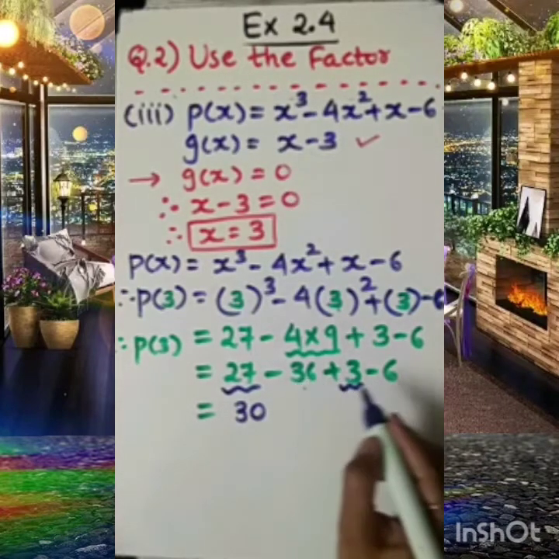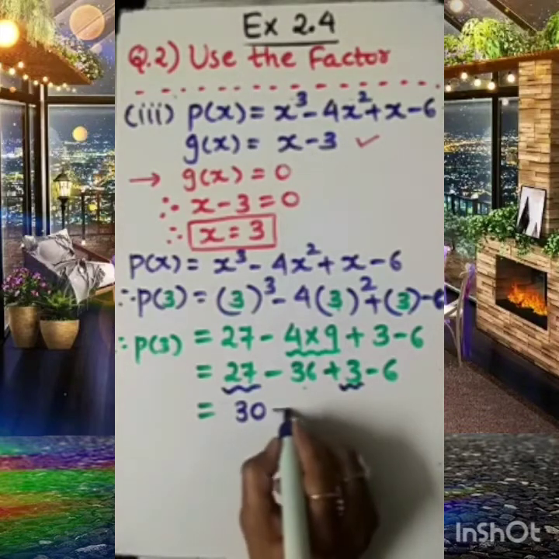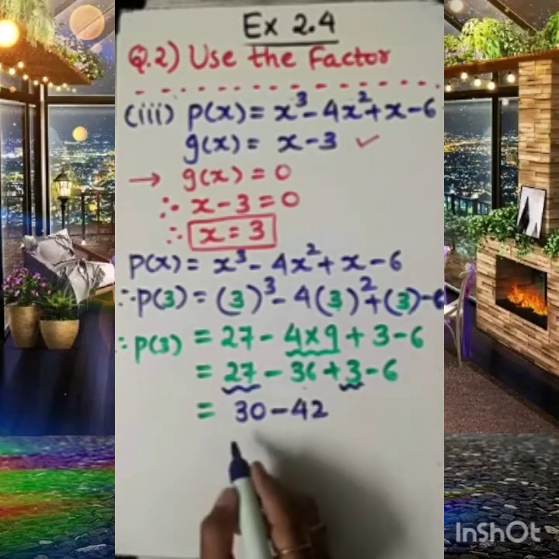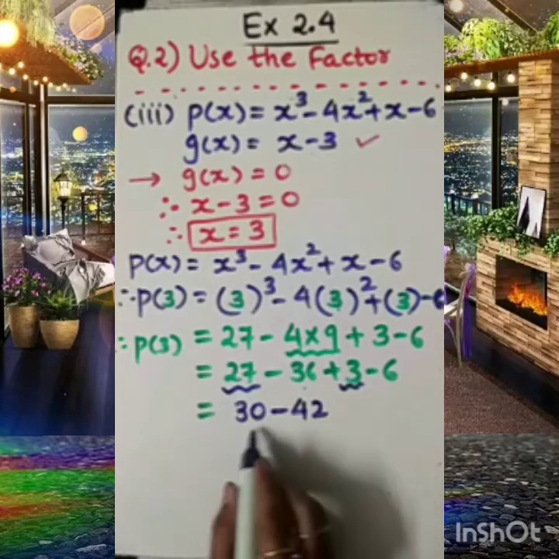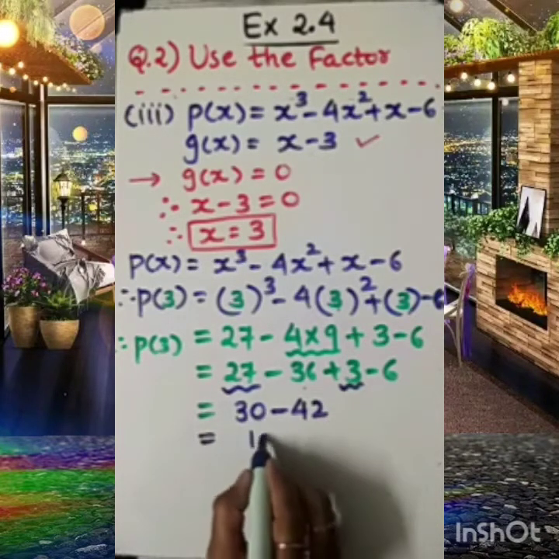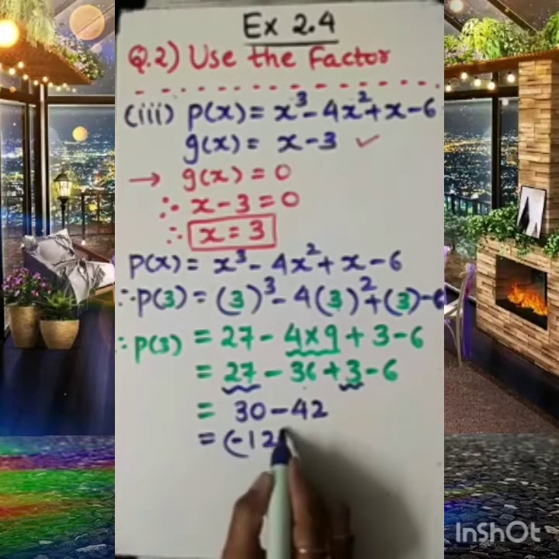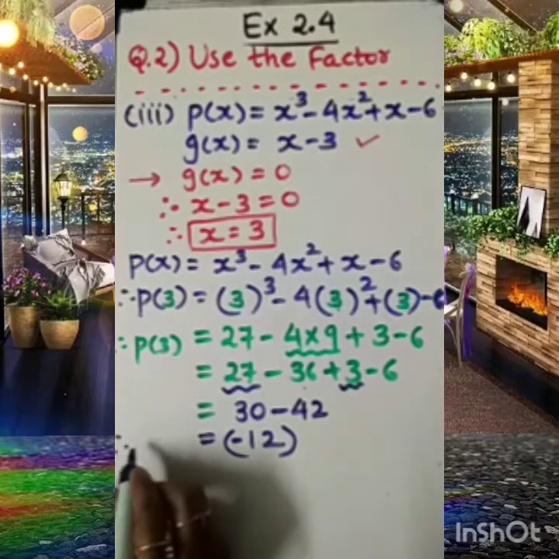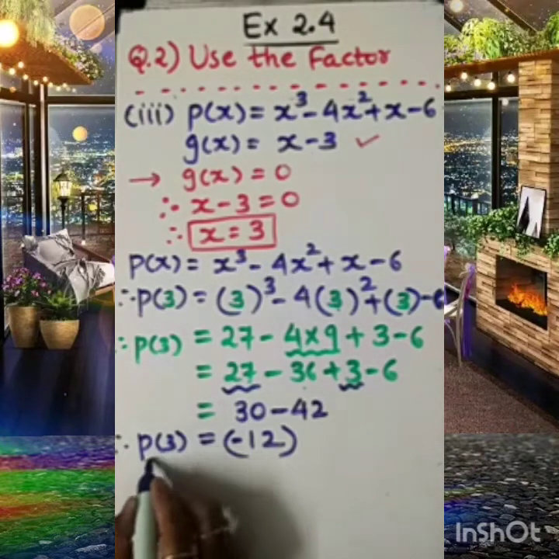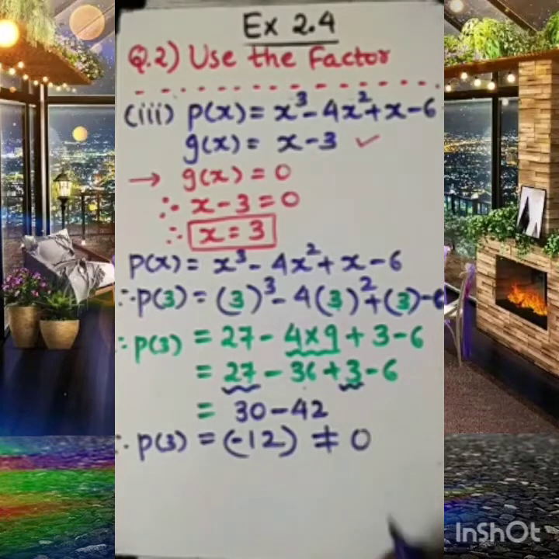Minus 36 minus 6, same sign, so addition. Minus 36 minus 6 gives the result minus 42. We need to add. And we know that here both the signs are opposite, so we need to subtract: 42 minus 30 is 12. As the bigger number's sign is negative, here it is minus 12. It means that the value of P3 is coming minus 12, which is not equal to 0.